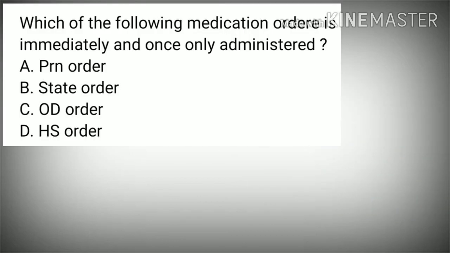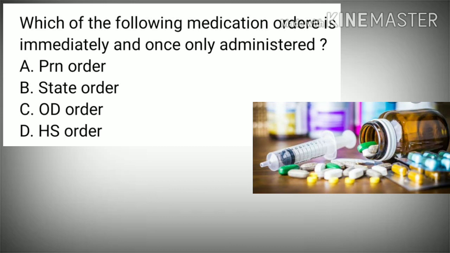Which of the following medication order is immediately and once only administered? A. PRN, B. State, C. OD, D. HS. And the correct answer is B. State. PRN medications are given whenever it is required. OD medications are given once in a day. HS medications are given when patient is going to sleep in the night.